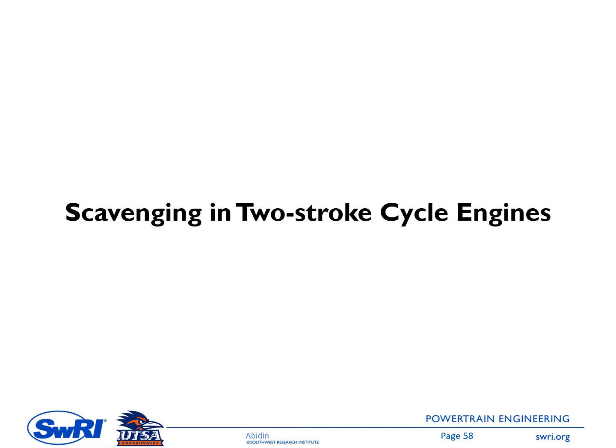Next topic is scavenging in two-stroke cycle engines. It's called a two-stroke engine because for one complete cycle, this engine only needs one crank rotation, 360 degrees, and the piston only moves from top center to bottom center and then back again to top center to complete the cycle.